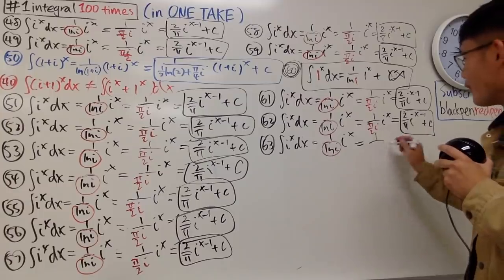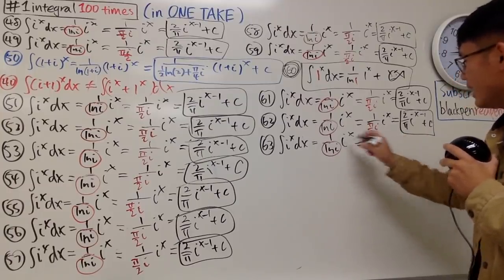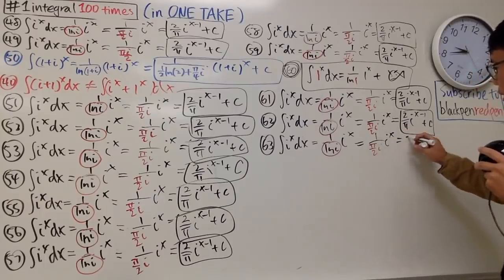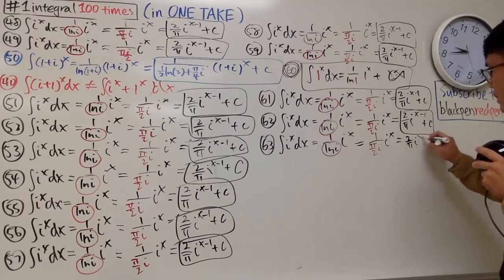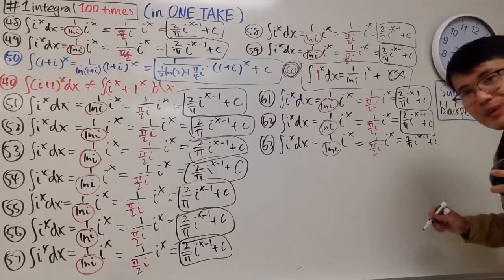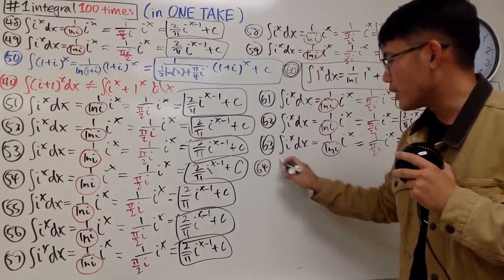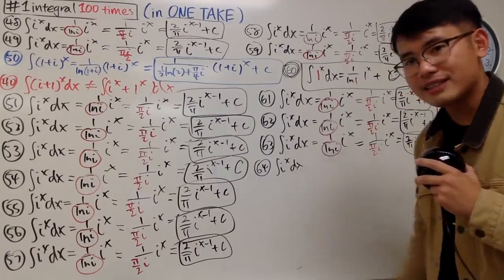So we get 1 over pi over 2i, and then this is i to the x power. Well, do the reciprocal and then subtract the power, so we get 2 over pi, and then this is i to the x minus 1 power, and then put a plus c, and then we are done. Like this. Very good.